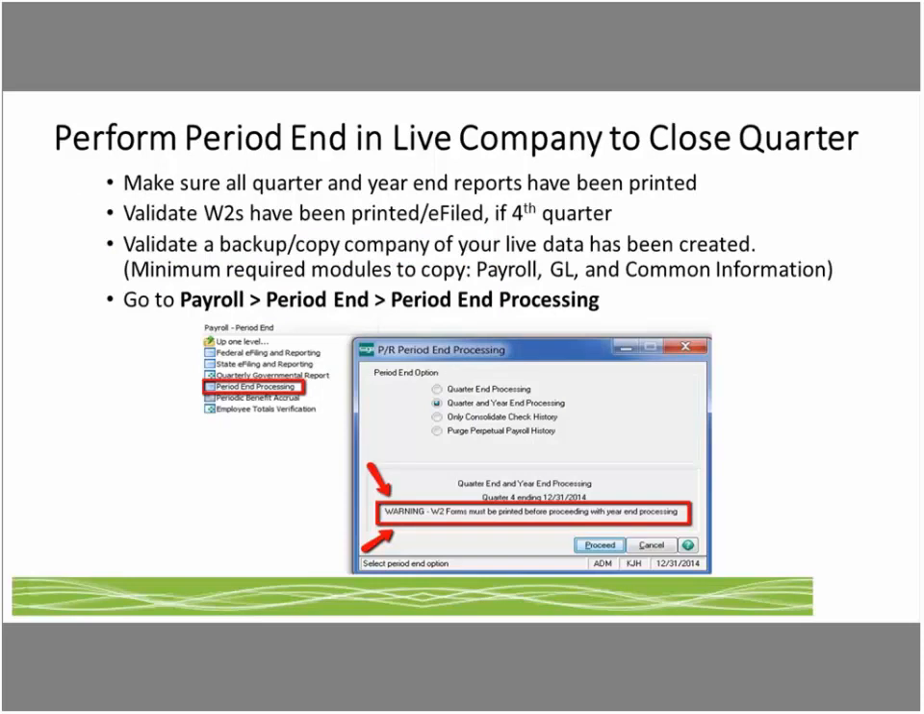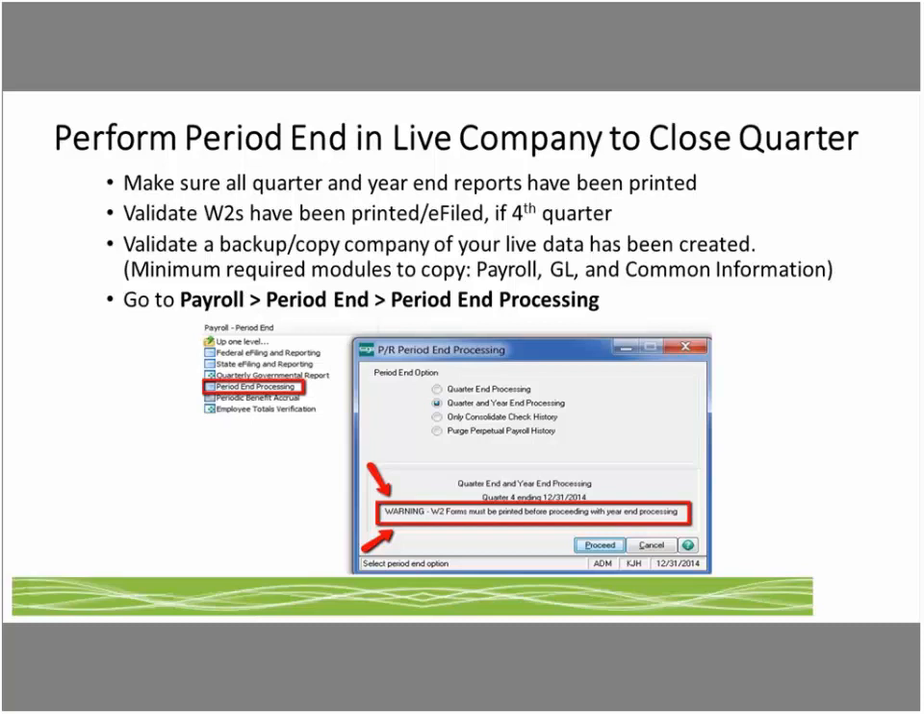All right, keep going. When you go to perform period end in the live company to close the quarter, we need to make sure that you've completed all your quarter and year-end reports and that you have them printed. Again, we hope that you have paperless turned on. It doesn't take up much space, and it is awfully nice to have that at your beck and call whenever you want, instead of having to worry about going back to old versions. You need to validate your W-2s have been printed or e-filed if you're in the fourth quarter. We also want to make sure that your backup copy company of your live data has been created.